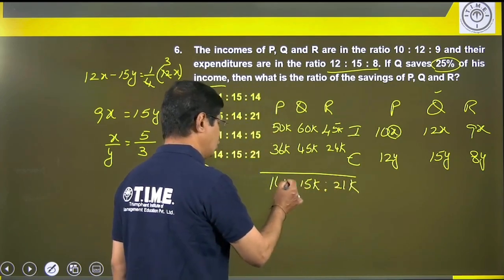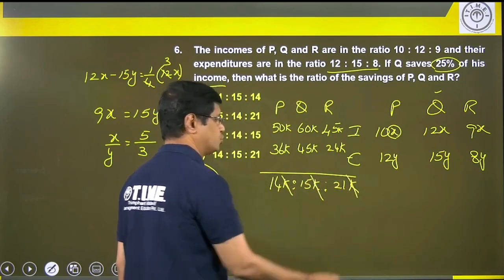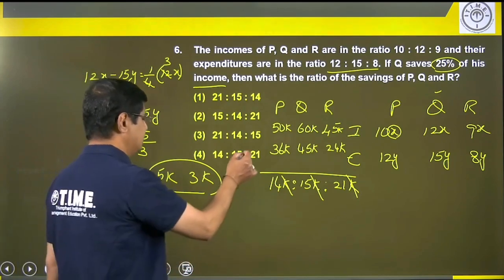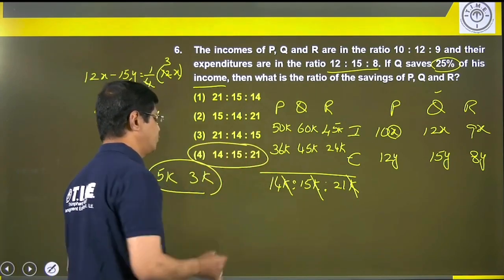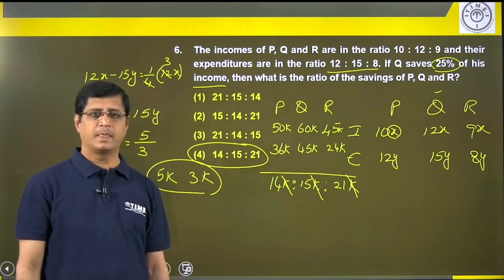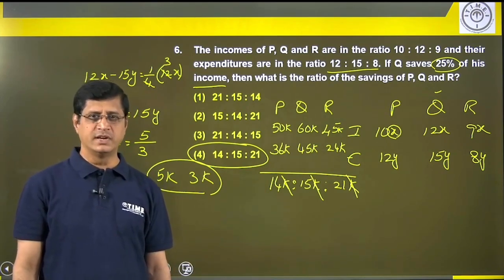Now the ratio is 14:15:21. The answer is choice 4. Choice 4 is the right answer. Okay. Now look at the next question on your screen.